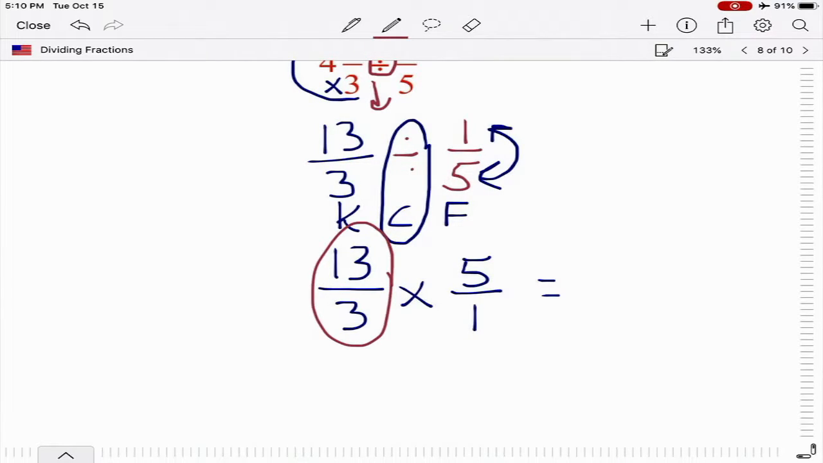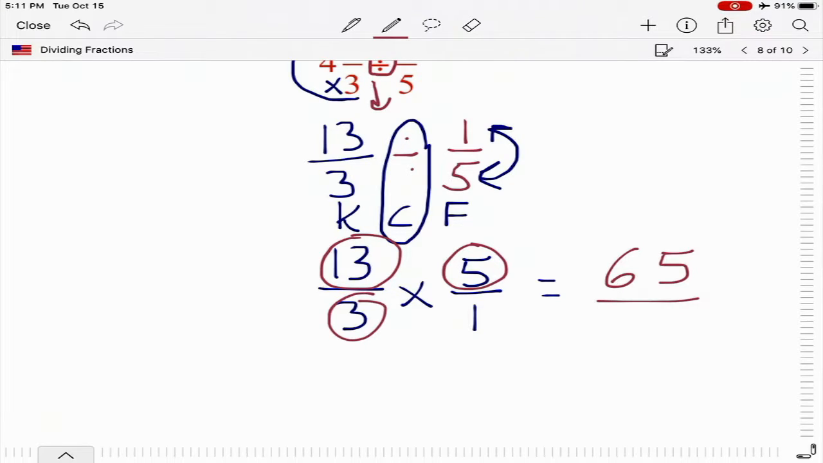Can I reduce 13 over 3? No. Can I reduce 13 over 1? No. Can I reduce 5 over 1? No. Can I reduce 5 over 3? No. If you say no to all 4 examples, after you multiply, you do not need to worry about reducing, ever. So now I got to do 13 times 5, which is going to be 65. And then I'm going to do 3 times 1, which is 3.